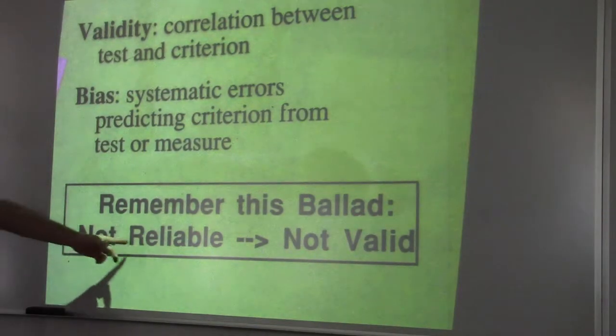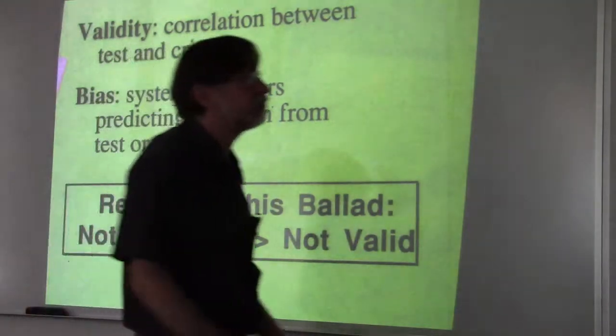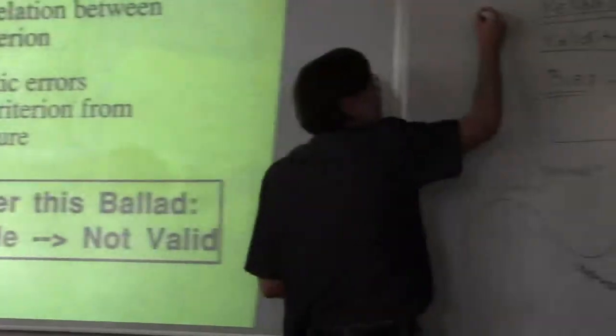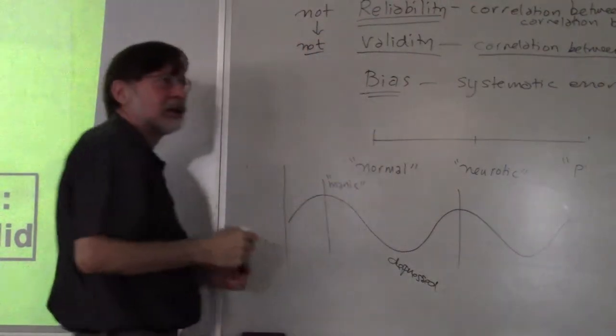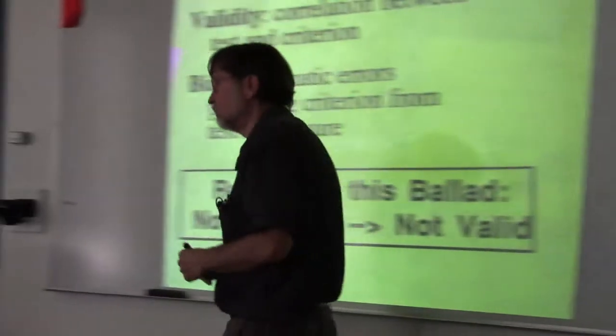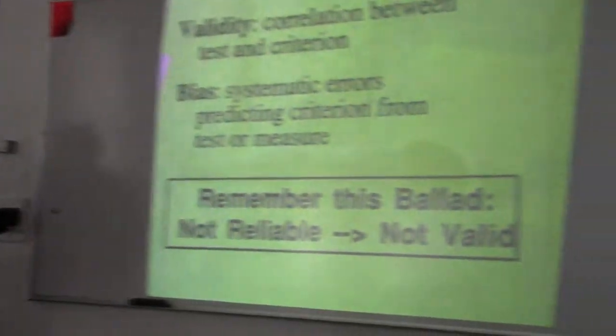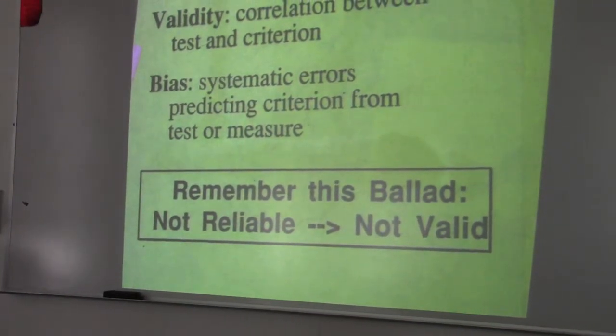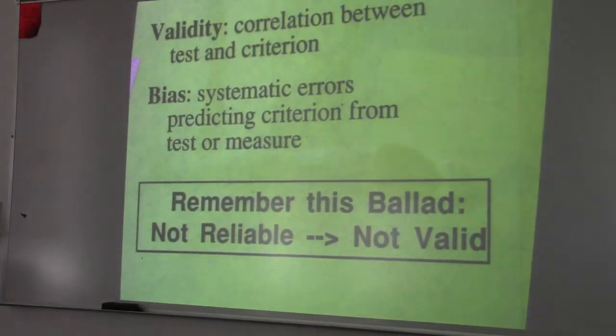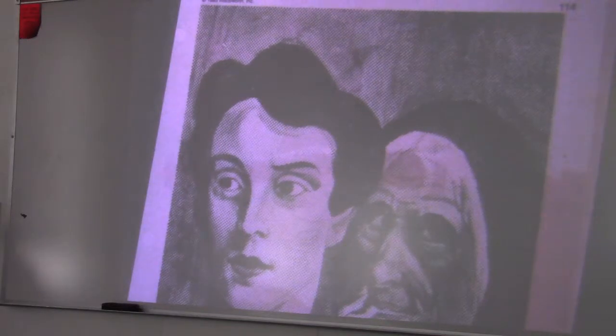If it's not reliable, it's not valid. So if the scale will not give you the same result twice, you know it can't be valid. A scale that says I weigh 300 pounds one day and then 5 minutes later says I weigh 12 pounds, you know that's not reliable. Now there are psychological tests that are totally unreliable, and so we know they're not valid.